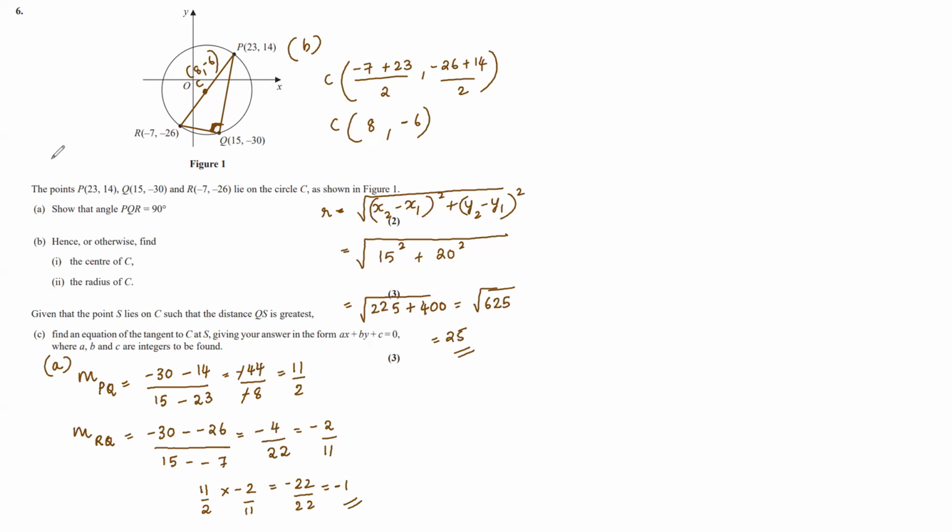It should be a diameter. So from Q, if the distance is greatest, it should pass through the center, and approximately this will be the point S here. So S we need to find out.